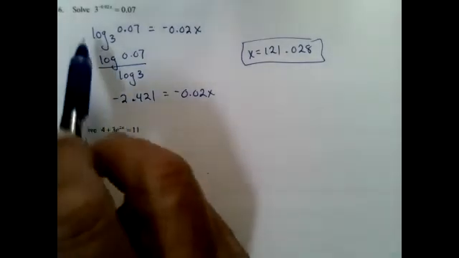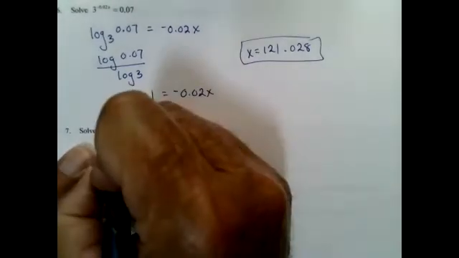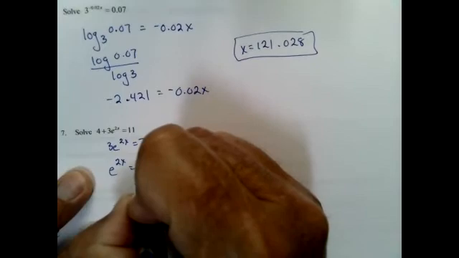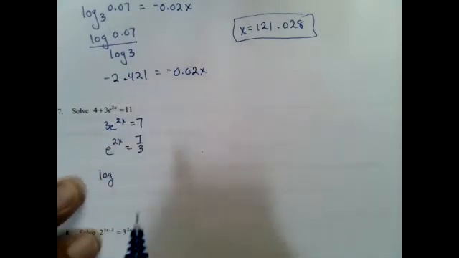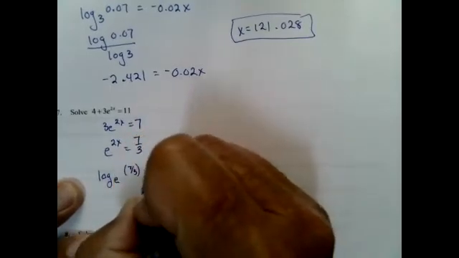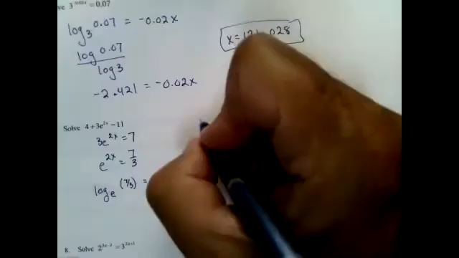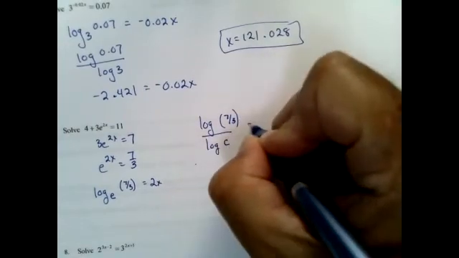Let's see. This last problem and the problem before, I had the base alone. Reminds me of the absolute values and square roots. I needed to get those alone. I'm going to subtract 4. I'm going to divide by 3. Now I have that exponent alone. Log base e of 7/3 equals 2x. So that's going to be the log of 7/3 divided by the log of e equals 2x.